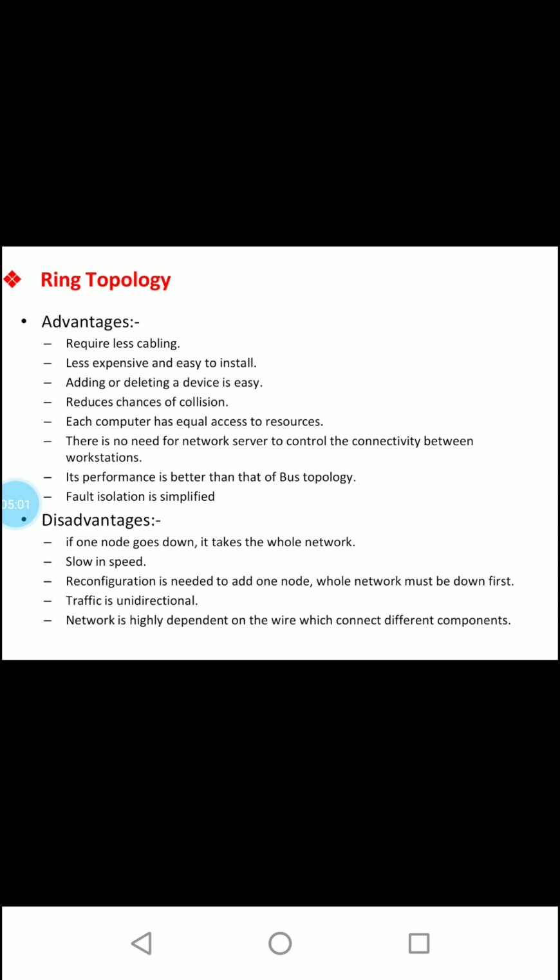If one node goes down, it takes down the whole network. It is slow in speed. Reconfiguration is needed to add one node. The whole network must be down first. Traffic is unidirectional, not bidirectional. The network is highly dependent on the wire which connects different components.